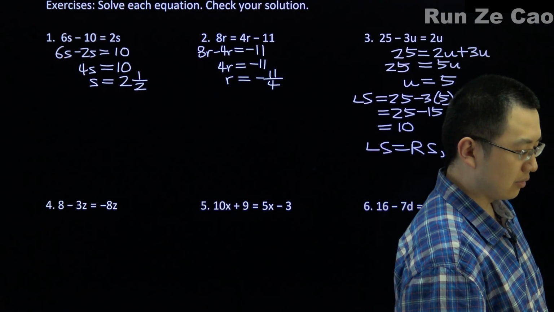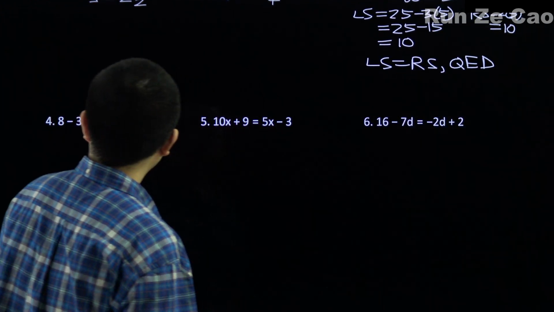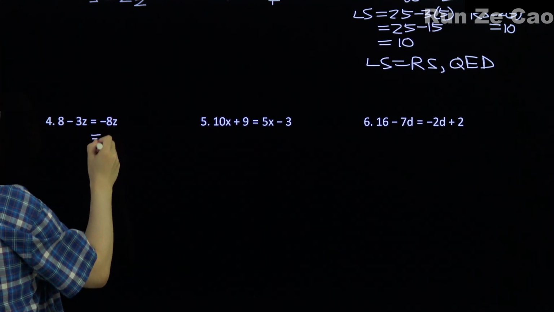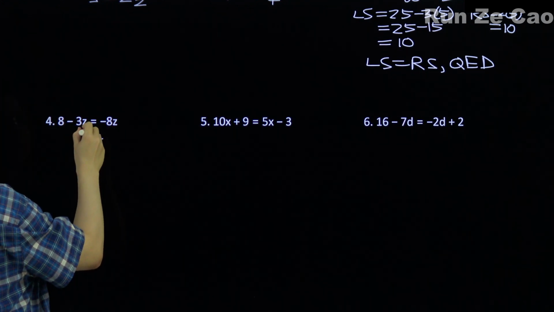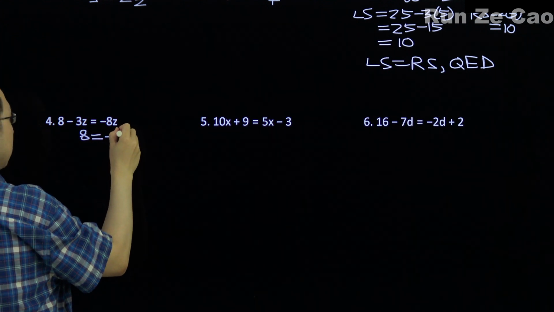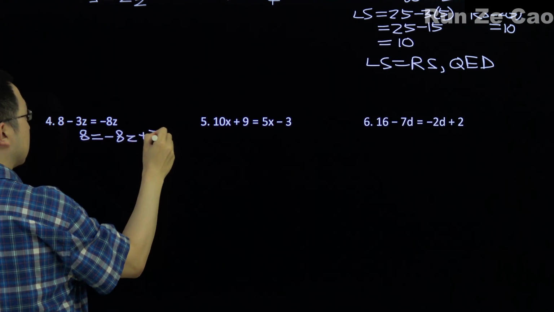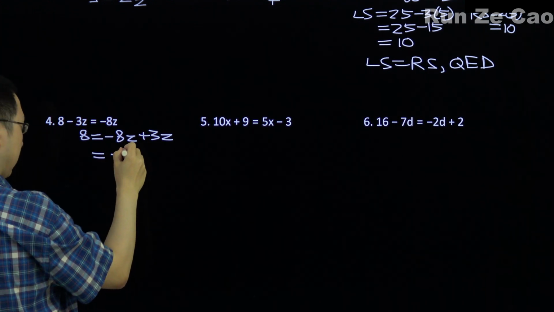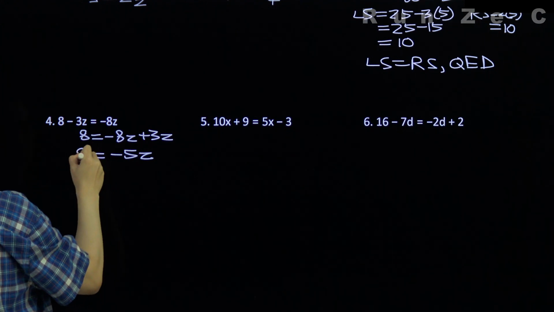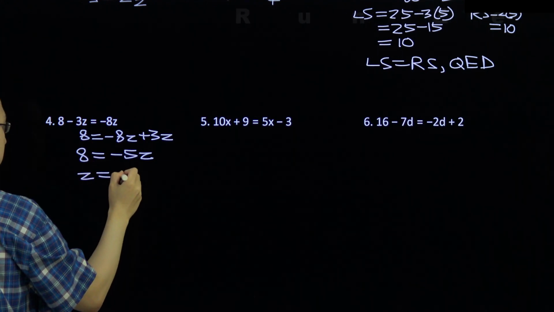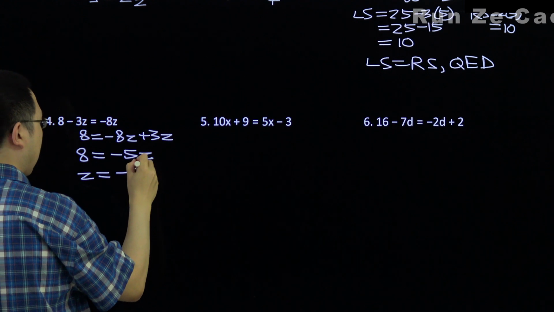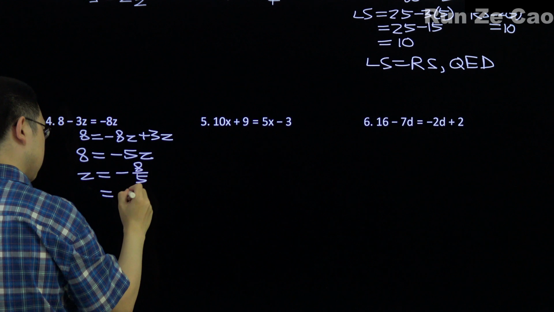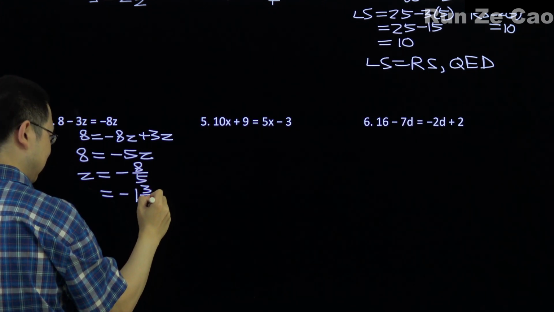Okay then, let's do a few more. 8 minus 3z equals negative 8z. So 8 equals negative 8z plus 3z. It's fine to take extra steps if needed. So negative 5z is equal to 8. z is therefore equal to negative 8 over 5. So negative 1 3/5.